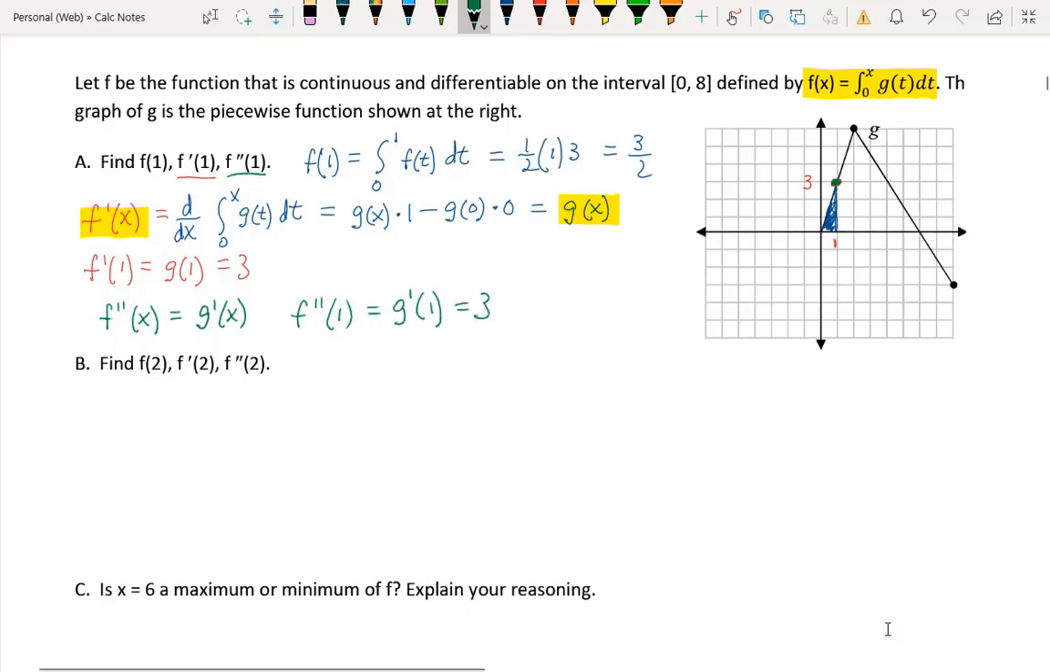Alright? So I would encourage you at this point to turn off the video and try to do letter B, because it's going to be the exact same thing. You're just going to be using a different number. You're going to be using 2 instead of 1. And see what you can come up with on that.